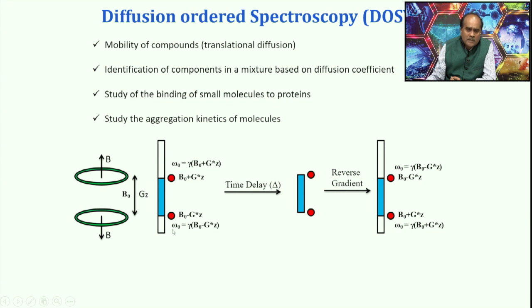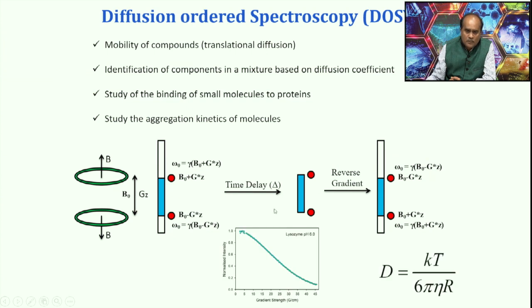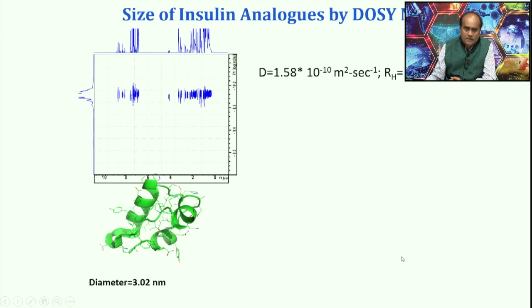So, suppose here are two molecules, they experience different gradients, and then you give a time delay, then they will be diffusing differently, and then you reverse the gradient. Depending upon how they diffuse in a solution, under the influence of the inhomogeneous magnetic field introduced by the gradient, you can find the translational diffusion of the molecule. You find the decay of the intensity with the gradient strength, you plot it, and you find a D value. From the D value, the diffusion coefficient, one can calculate the R value, the hydrodynamic radius, using the Stokes-Einstein relation.